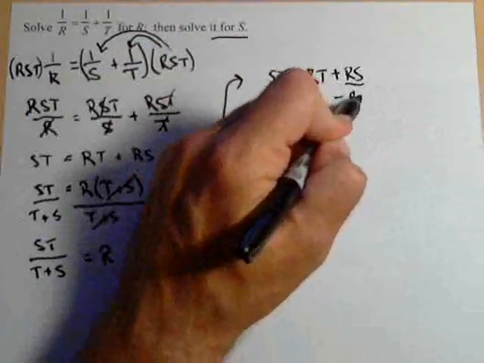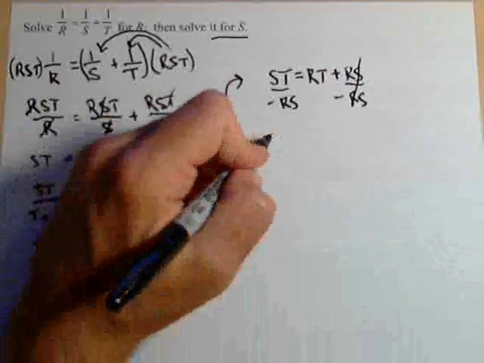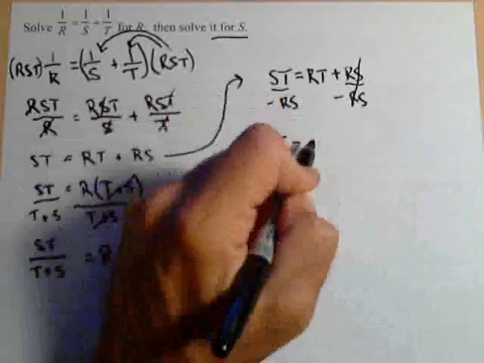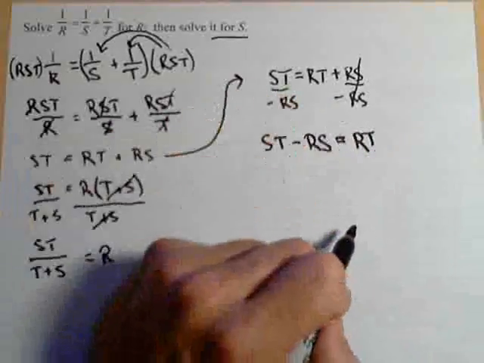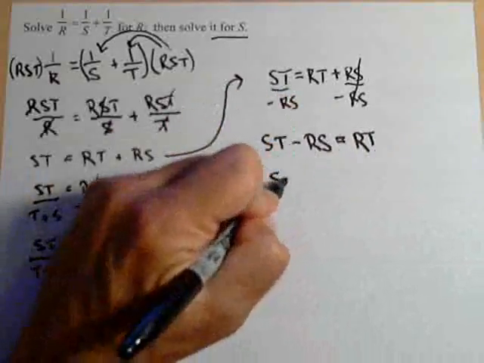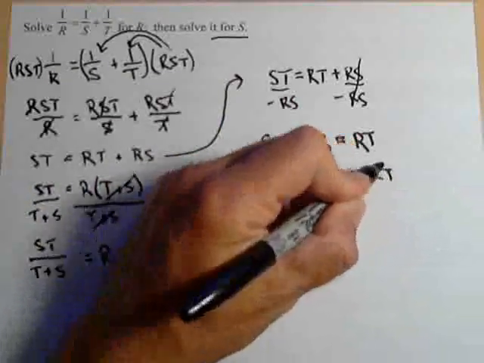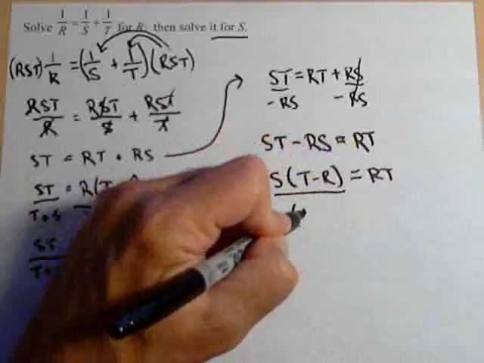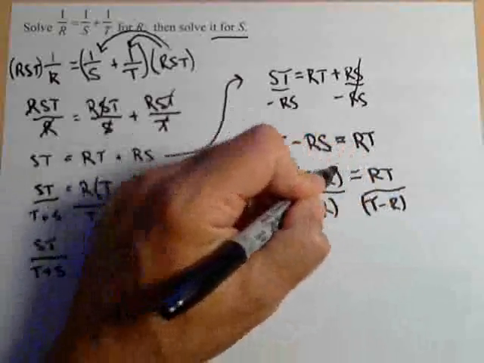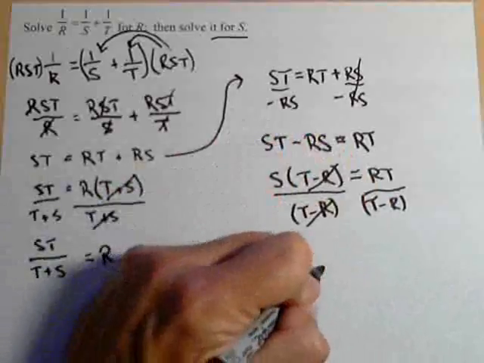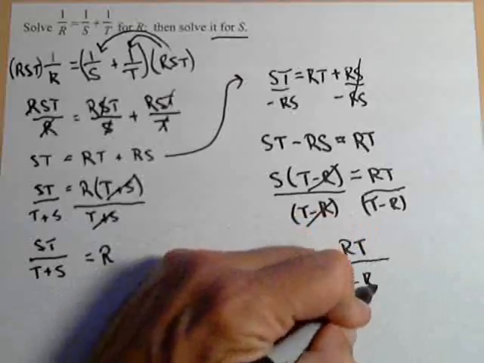Well, we can move this guy by subtracting rs off of both sides. That cancels it out over here. That gives us st minus rs equals rt. Both terms have an s in them, so we get s times (t minus r) equals rt, just like we did last time. And then the last step, divide both sides by t minus r. Those cancel, and we have now solved for s. It's equal to rt over t minus r.